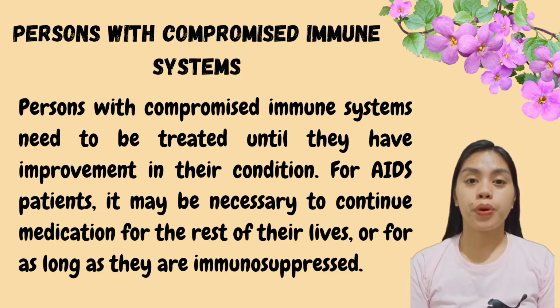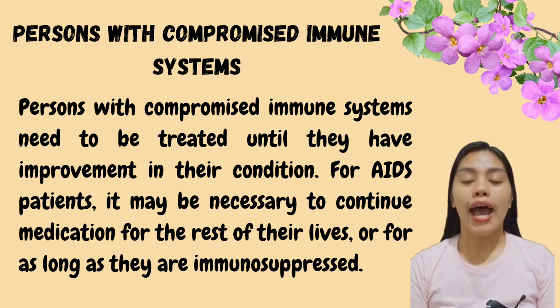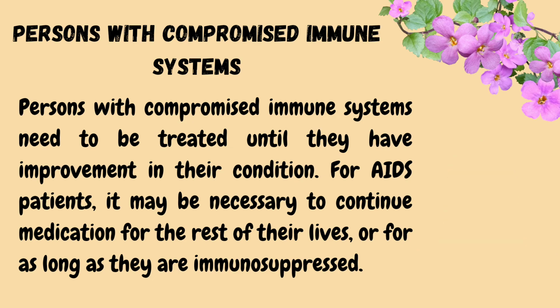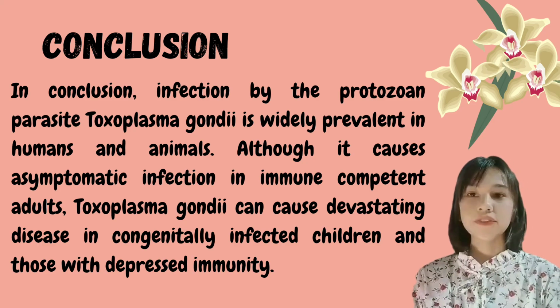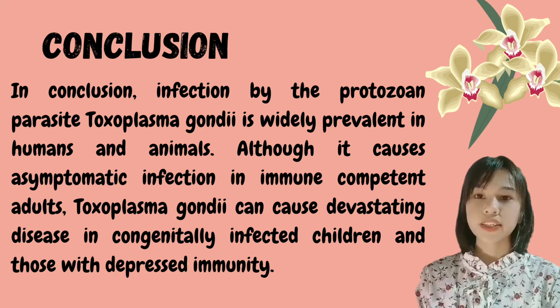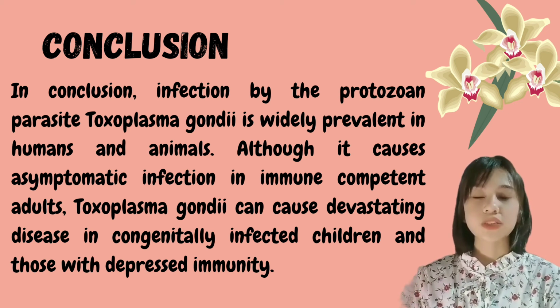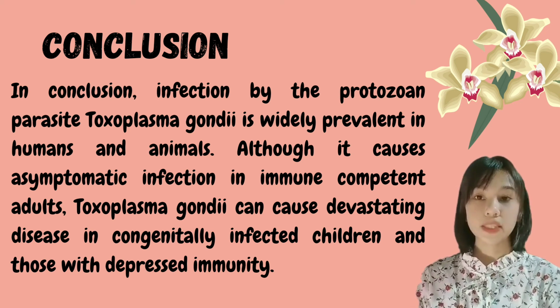Persons with compromised immune systems need to be treated until there is improvement in their condition. For each patient, it may be necessary to continue medication for the rest of their lives or for as long as they are immunosuppressed. In conclusion, infection by the protozoan parasite Toxoplasma is widely prevalent in humans and animals.